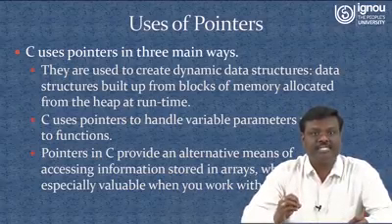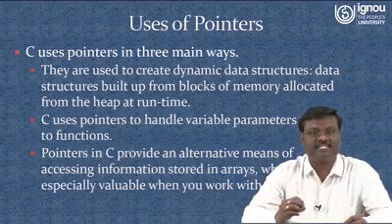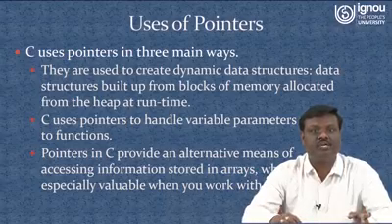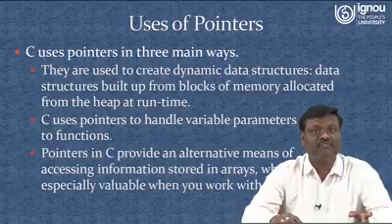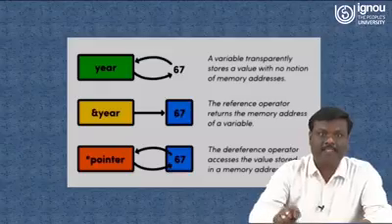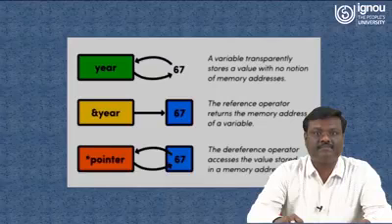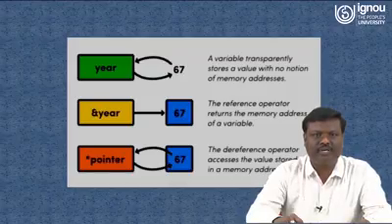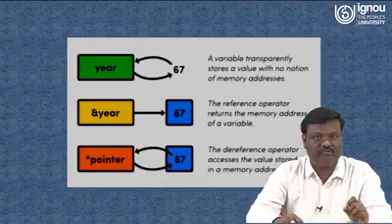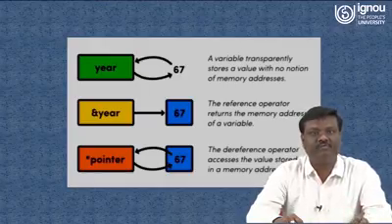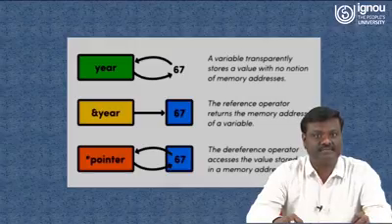So pointers in C provide an alternate means of accessing information stored in arrays, which is especially valuable when you work with strings. Here you can see a variable transparently stores a value with no notion of memory addresses. That is in our mind from the programmer's point of view, but at the machine level, the pointer variable points to the address.